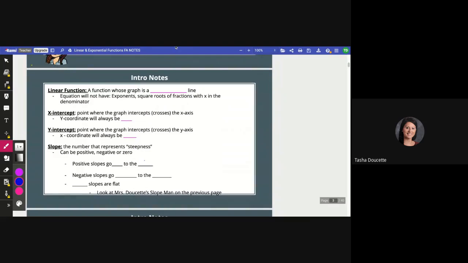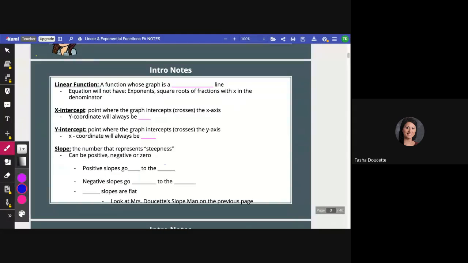Now we're going to get into some of the vocabulary that we're going to be seeing in this unit. Remember, vocabulary is very important because it allows us to understand what we are talking about when we're discussing the unit notes. So make sure you get these terms in your head and understand what they mean.